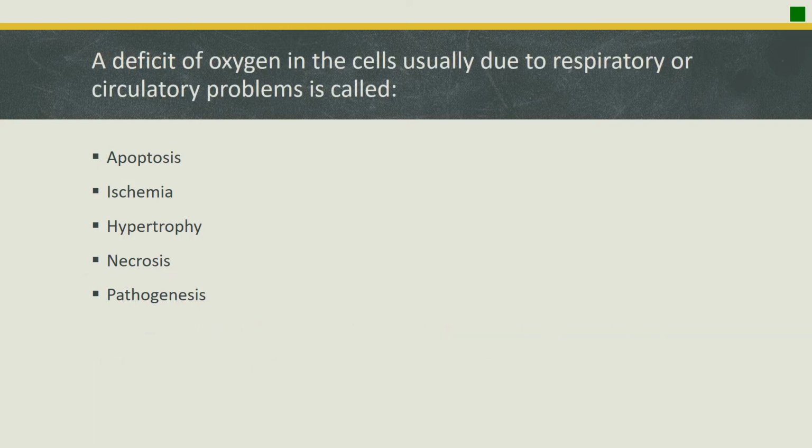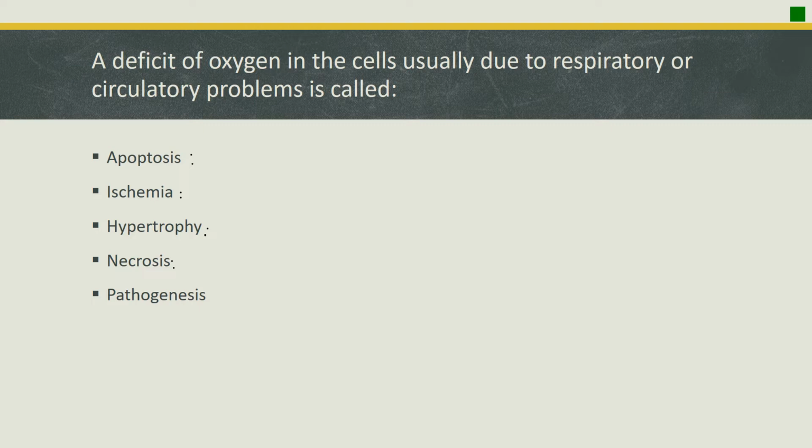All right, I told you I'd give you an example. This isn't actually a question off of your test, so I expect every one of you 100% to get this question correct. A deficit of oxygen in the cells, usually due to respiratory or circulatory problems, is called what? If you don't know what all these terms are, it's going to be a guessing game, right? So let's look at the terms.